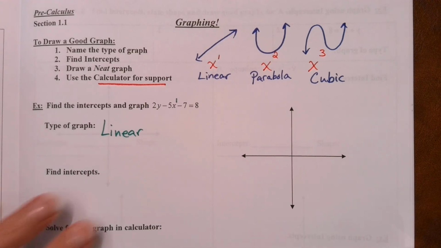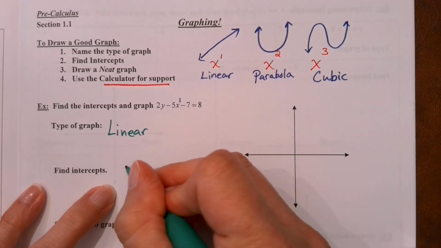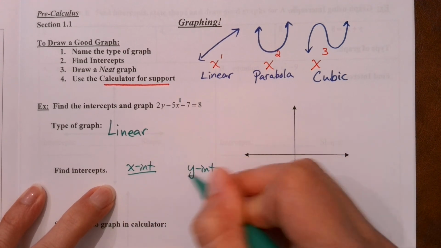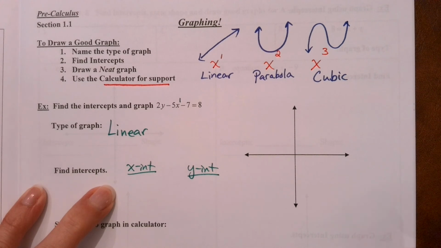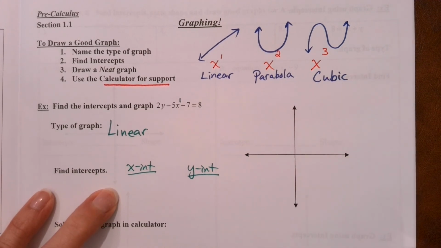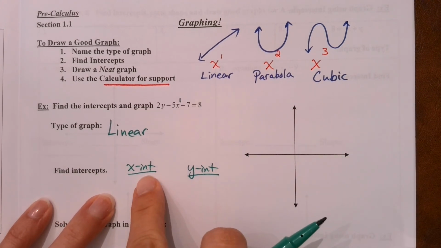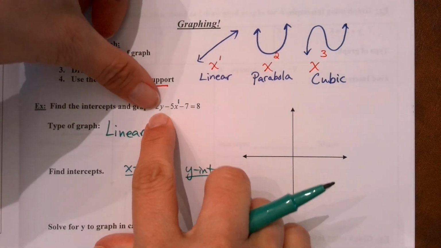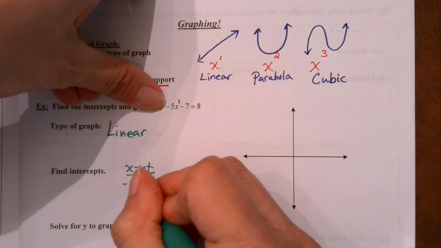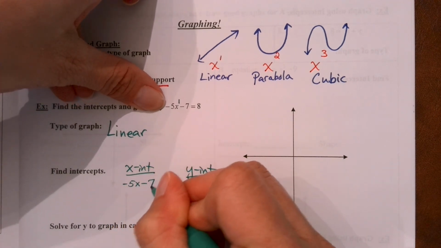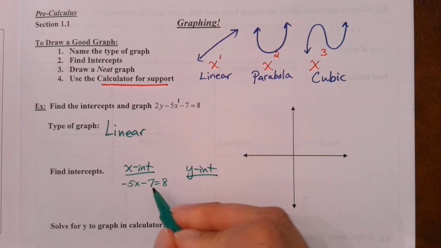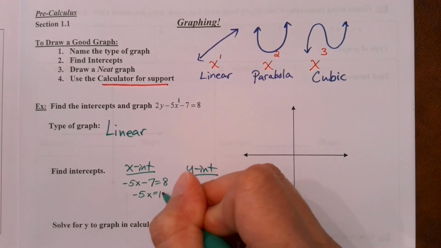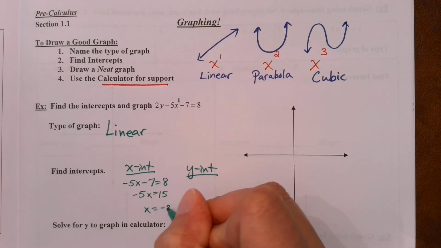Now we're going to go ahead and find the intercepts. There's an x-intercept and a y-intercept. Intercepts are the points where the graph crosses the axis, so those are special points to know. To find an x-intercept, I'm going to let the y value be 0. If I zero out the y, that makes negative 5x minus 7 equals 8. Let's add 7 to both sides. Negative 5x equals 15, and x is negative 3.